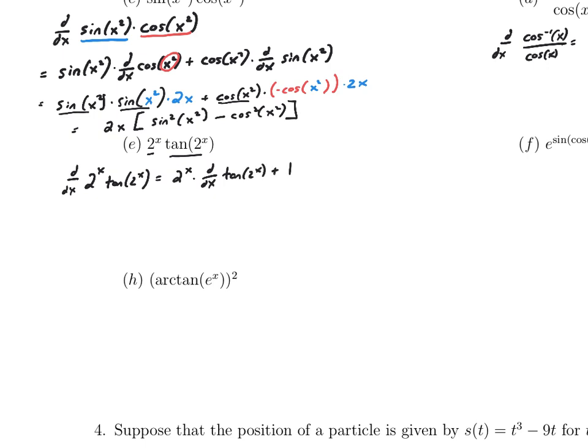Plus the second, tangent of 2x, times the derivative of the first. And the first is going to be 2 to the x times the natural log of 2. So really we just have to simplify this guy and we're done.